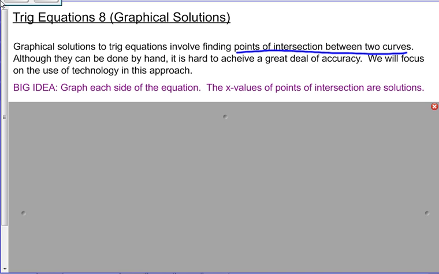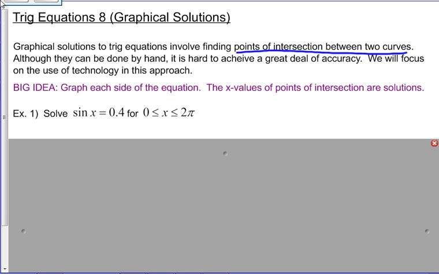Now, it's worth saying that we're not going to get a whole lot out of this if we don't know anything about trig functions to begin with. So it would be helpful to know what the graph of sine x looks like. So here we go. We've got sine x equals 0.4 for 0 to 2 pi. If I were to graph sine x from 0 to 2 pi, here's what it would look like. If I were to graph y equals 0.4, here's what that would look like. Because we know this is 1, there's 0.4. Somewhere here there are points of intersection. Wherever those are, those are x values that satisfy the equation.